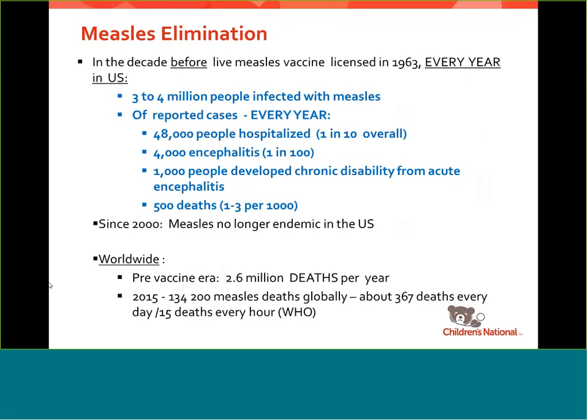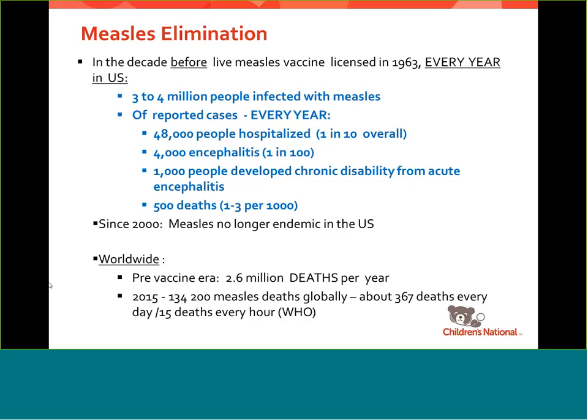So as you all know, before live measles vaccine was licensed in 1963, every year in the United States, we had huge numbers of people infected with measles, 3 to 4 million people. And of those reported cases, every year, about 1 in 10 people were hospitalized, 1 in 100 had encephalitis, and 1,000 people each year developed chronic disability from acute encephalitis. There were also about 1 to 3 deaths per 1,000 individuals when measles was endemic in the United States.